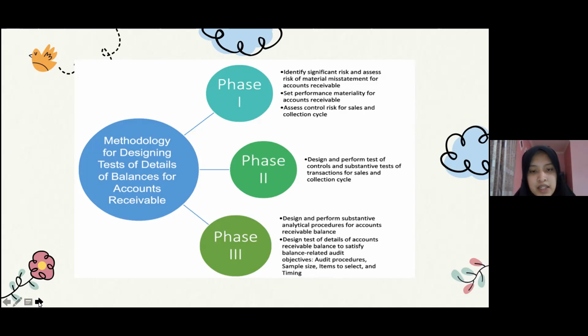For phase 2, we design and perform tests of controls and substantive tests of transactions for the sales and collection cycle. And in phase 3, we design and perform substantive analytical procedures for accounts receivable balance, and design tests of details of accounts receivable balance to satisfy balance audit objectives, audit procedures, sample size, items to select, and timing.